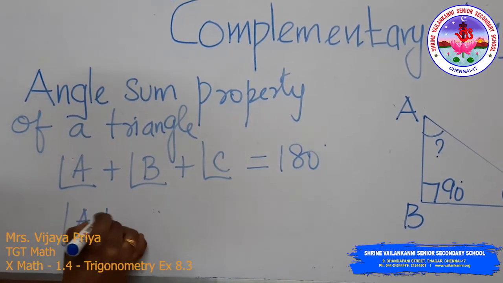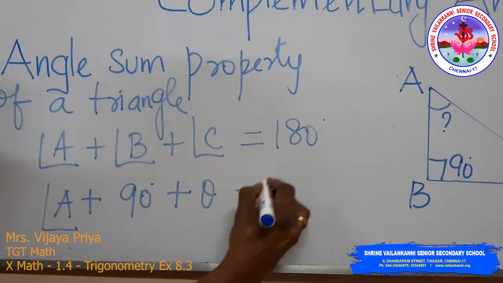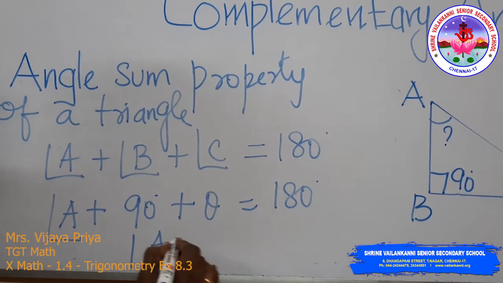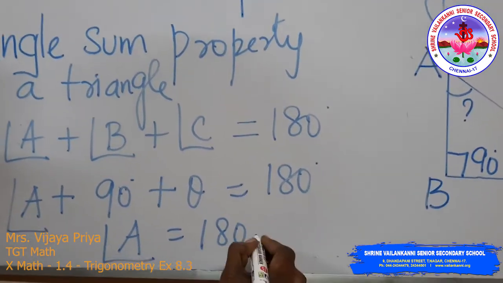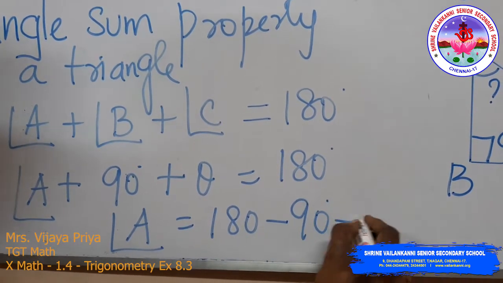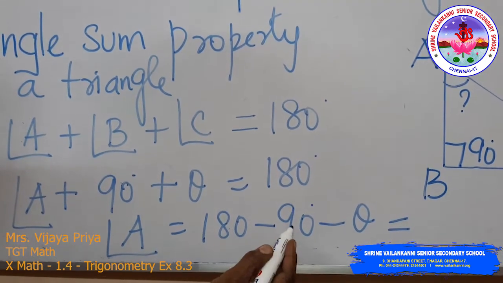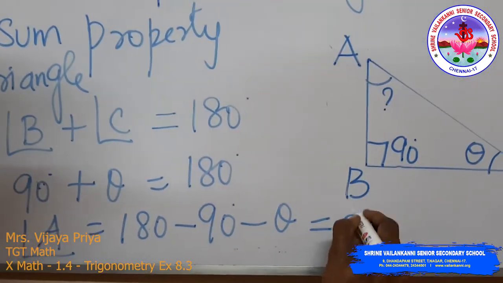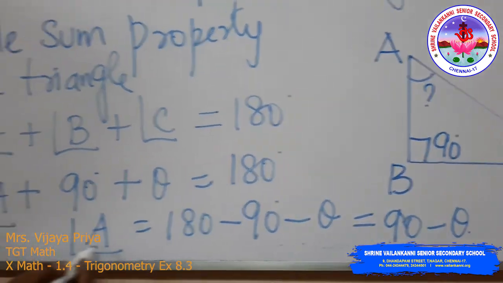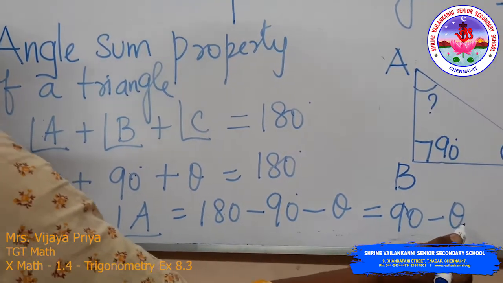Angle A plus 90 degrees plus theta is equal to 180. So angle A is equal to 180 minus 90 minus theta, which is equal to 90 minus theta. So angle A is 90 minus theta.